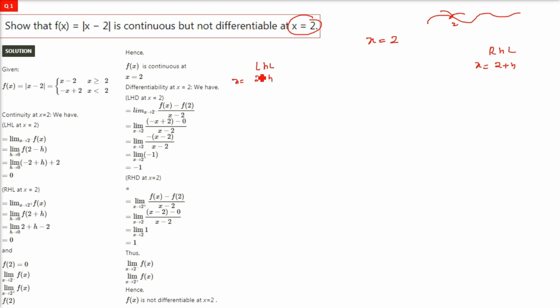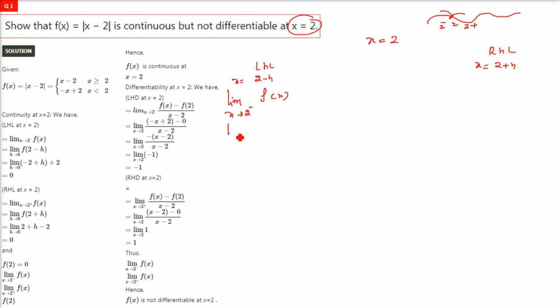So now let us apply the limits. Of course, what we are going to do is limit x tends to 2 minus, because we are going on the back side or behind it. In front of it we will use limit x tends to 2 plus. So limit x tends to 2 minus of f(x).